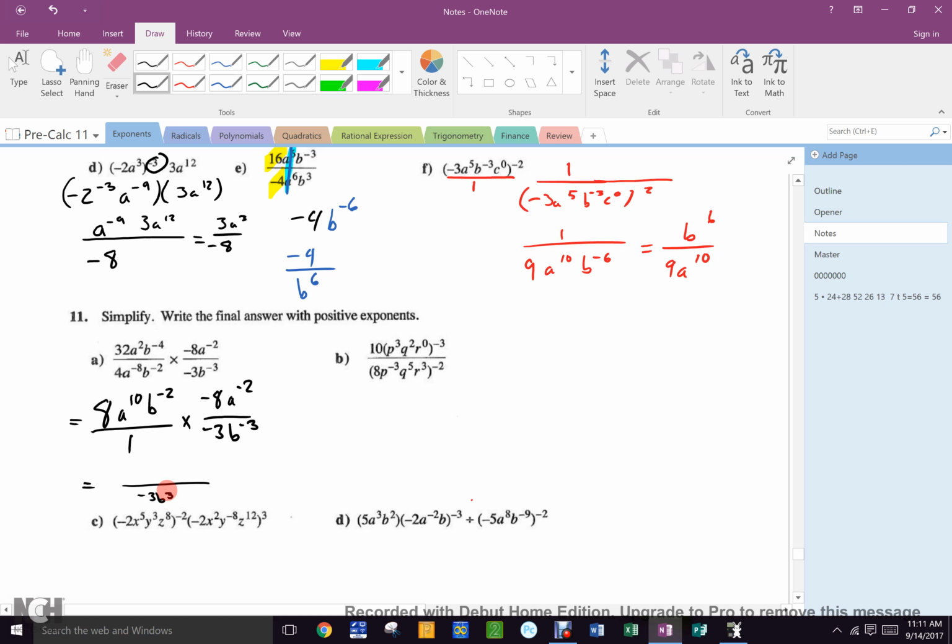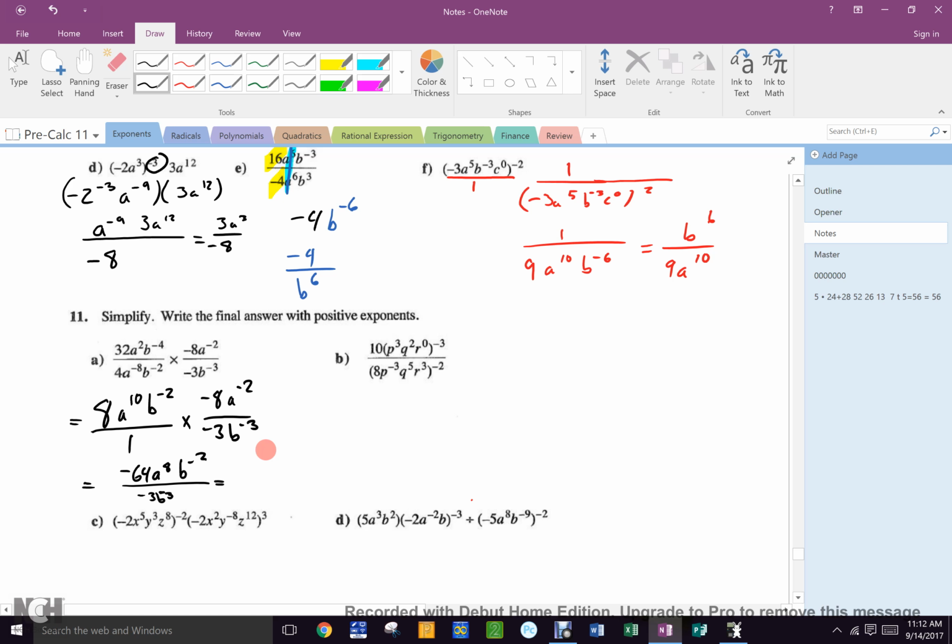And negative 2, a to the 8th. Negative 2 and nothing is negative 2. Oh, this b was negative 3. Sorry, guys. What do I do with negative 2 and negative 3 now? Okay, what's negative 2 minus negative 3? 1. Right? So I got b to the positive 1.